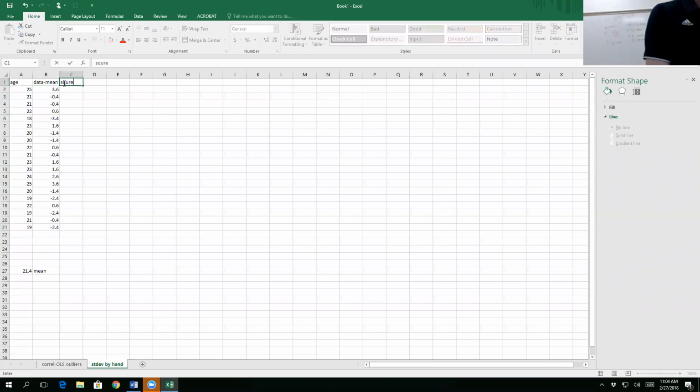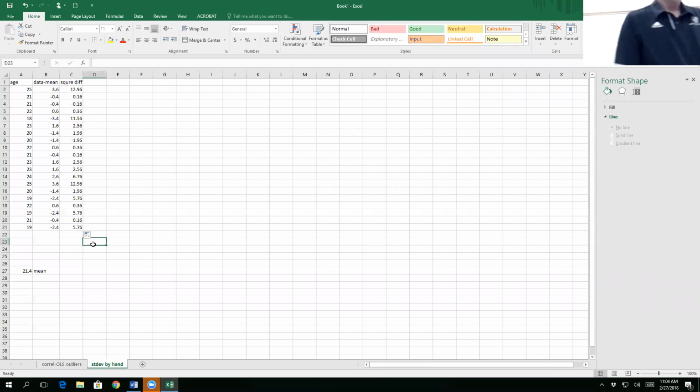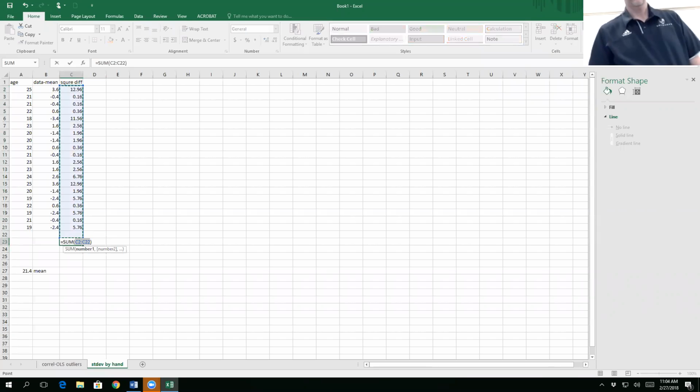Square the difference. So take that, and how do I square it? Caret, which is shift 6 to the second power. Do I need to F for that? No. Okay. Then what? And the sum. What's the easiest way to do that? Click the auto sum button right there. Okay.